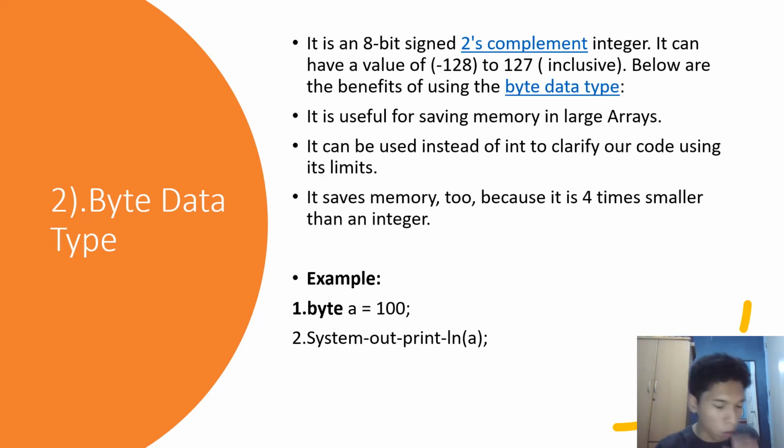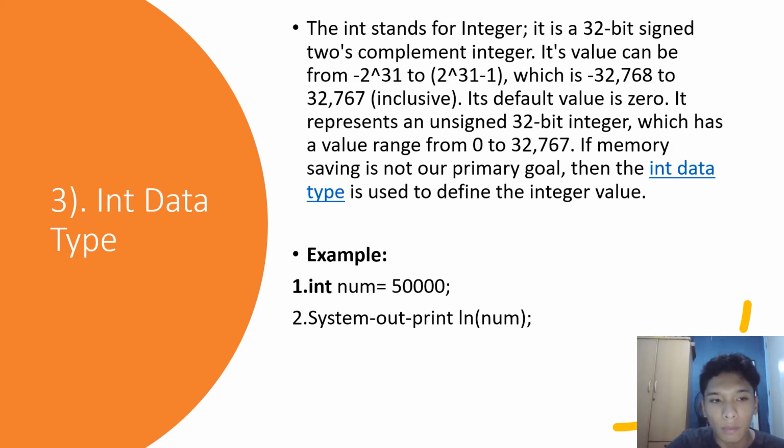Byte data type. It is an 8-bit signed two's complement integer. It can have a value of -128 to 127 inclusive. Below are the benefits of using the byte data type. It is useful for saving memory in large arrays. It can be used instead of int to clarify our code using its limits. It saves memory too because it is four times smaller than an integer. Example: byte a = 100; System.out.println(a).